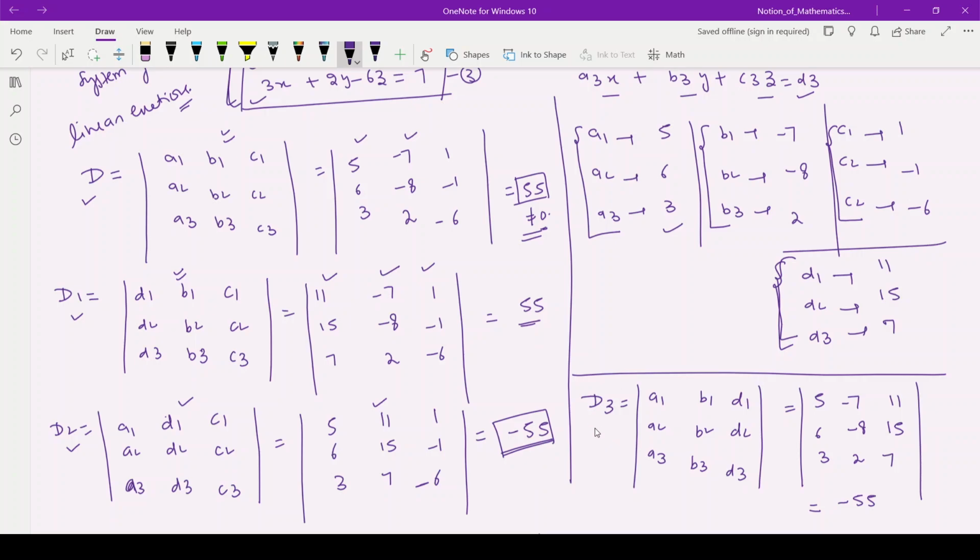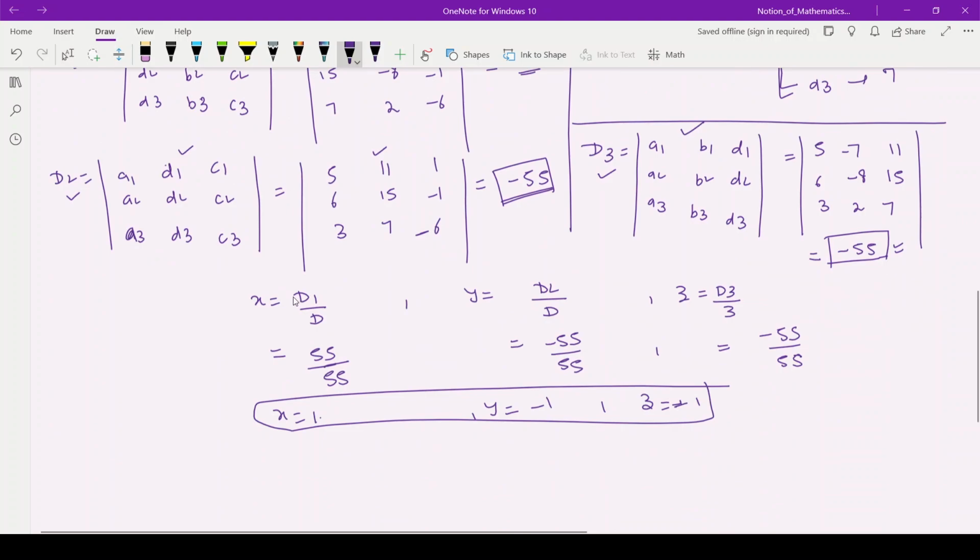And if I am talking about the determinant D3, as per the formula here, a1, a2, a3 is 5, 6, 3, b1, b2, b3 is minus 7, minus 8 and 2, and d1, d2, d3 is 11, 15 and 7. After evaluating this determinant, you will get the value minus 55. Now students, as per the formula for the values of x, y and z, we have x is D1 upon D, y is D2 upon D and z is D3 upon D. D1 is 55 and D is 55, so x is 1. D2 is minus 55, D is 55, so y is minus 1.